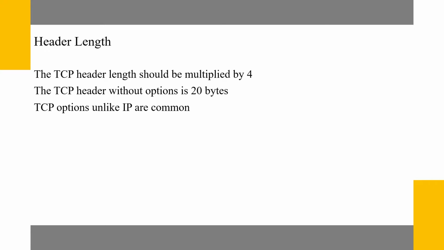The header length, to get the correct amount, it has to be multiplied by 4. Now, the header without options is 20 bytes, but in TCP, seeing options is quite common, and it's not like IP. So seeing this be more than 20 bytes is very common.